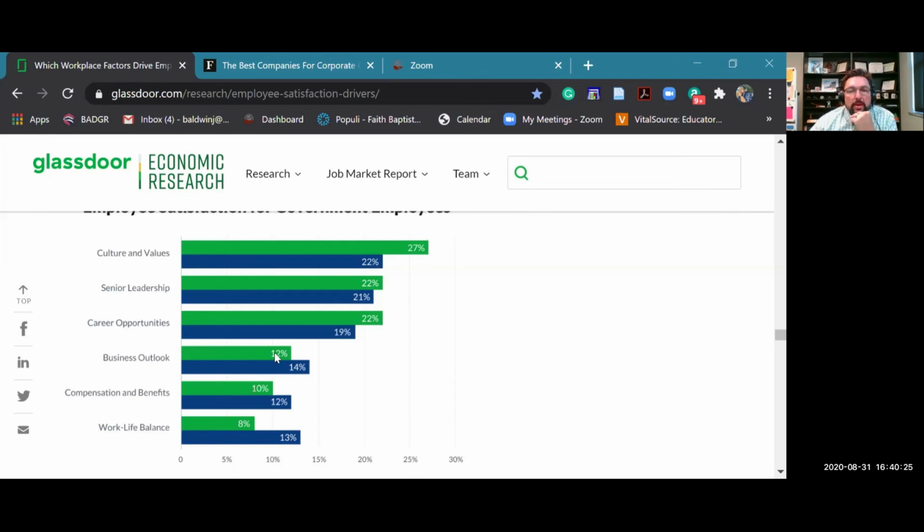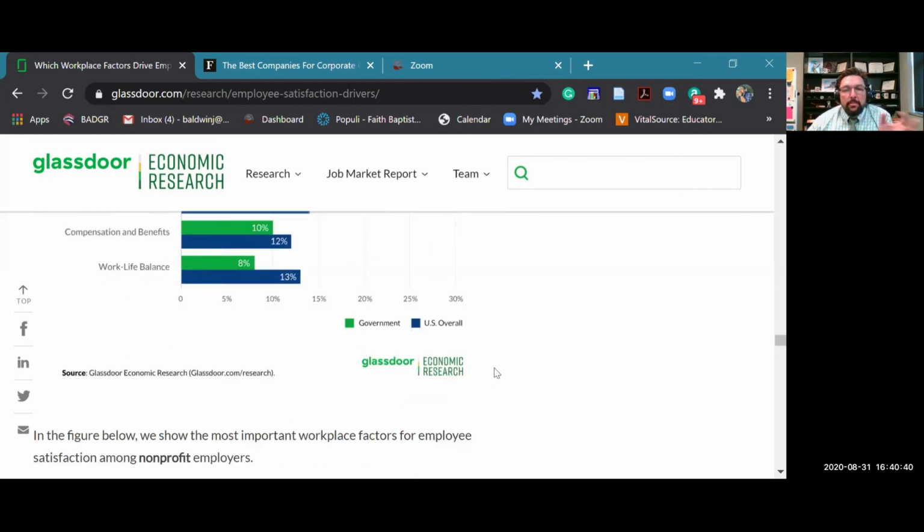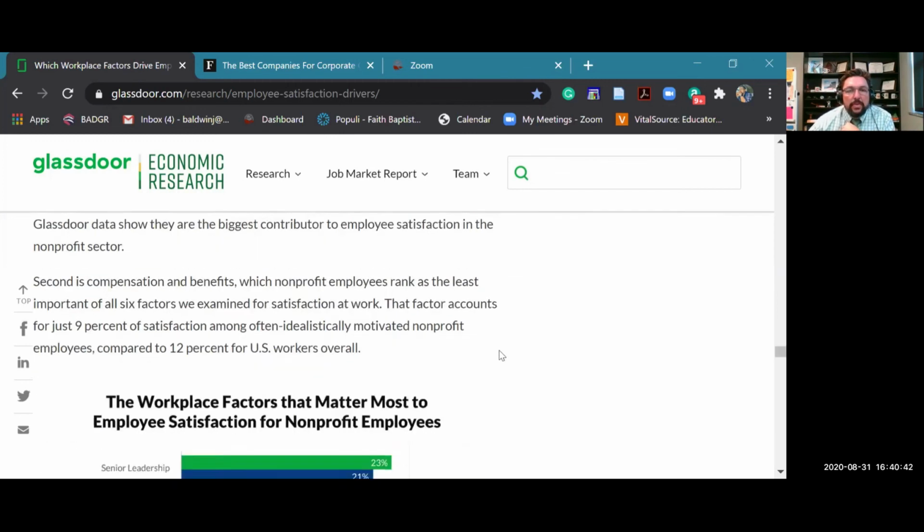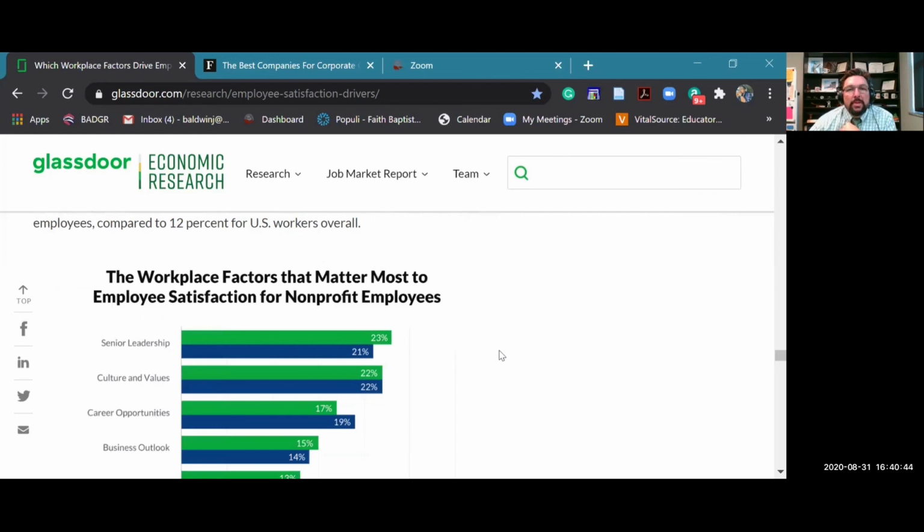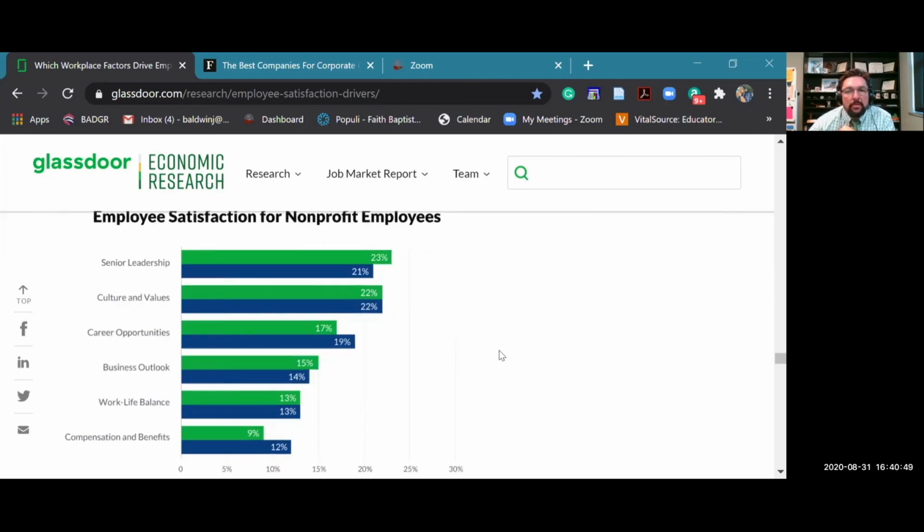So whatever the government departmental outlook would be, because it's not really quite a business, was of greater importance than work-life balance or compensation and benefits, where business outlook and then work-life balance and compensation. So really, mathematically, almost a dead heat on these things. Workplace factors that matter most to employee satisfaction for nonprofit folks: compensation and benefits is the lowest in both.